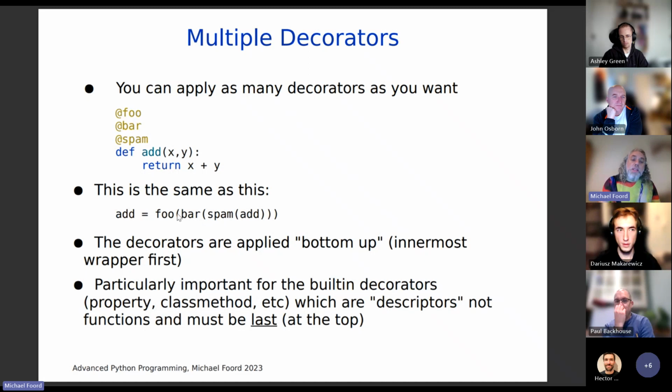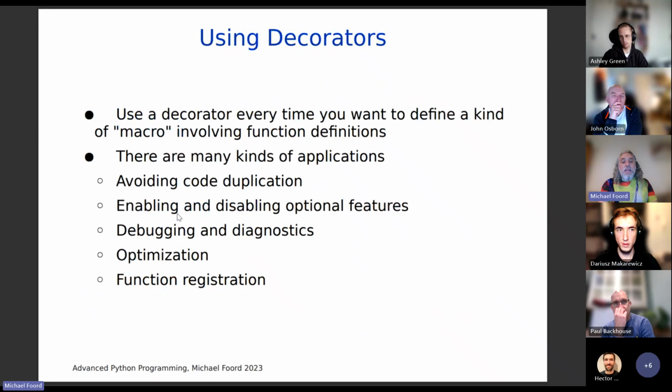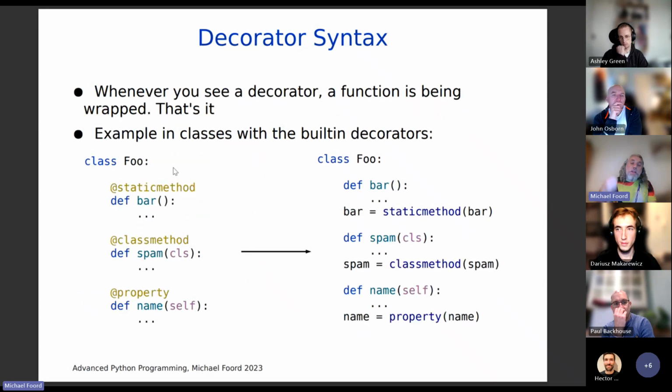And this particularly matters where you use property, class method and static method, because these are descriptors, they don't return function objects. And I've waffled far too much. That's why we're not going to make the time. Sorry about that.